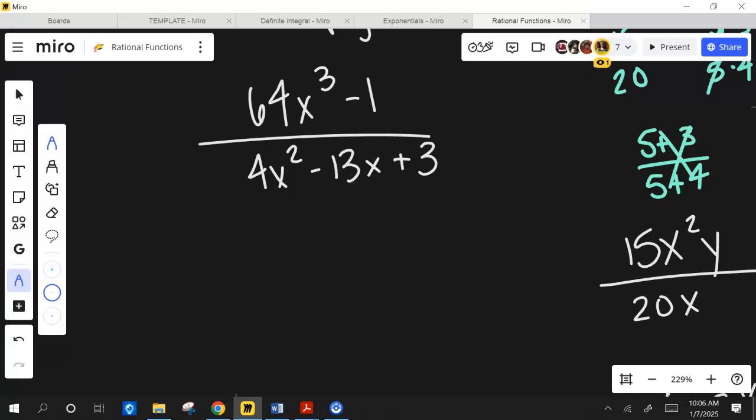You're super close. Almost there. This is a special pattern. Do y'all remember the special patterns we learned?